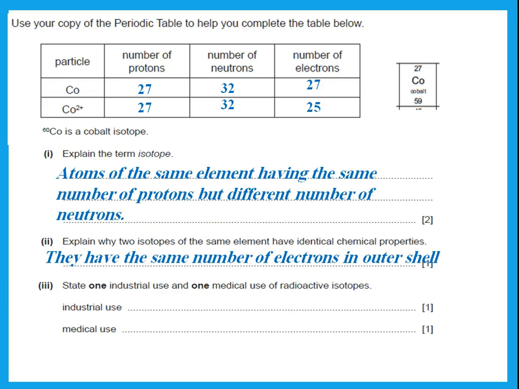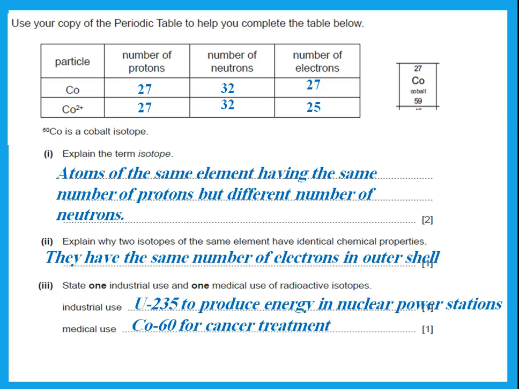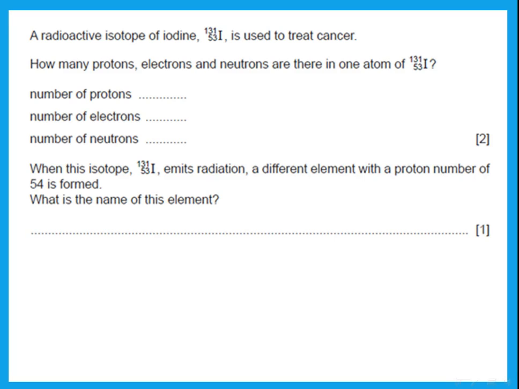State 1 industrial use and 1 medical use of radioactive isotopes. Remember that we said industrial use, uranium-235 to produce energy in nuclear power stations. Medical use, we said cobalt-60 for cancer treatment. Please identify the isotope and its use, not just the use.